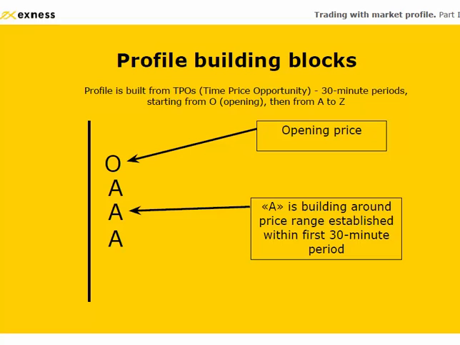Each day starts from O, which is the opening. Then we can see the A period. Every price traded in the A period is indicated in a profile. For example, if there has been a wide range in the A period, we will see an elongated column consisting of A letters.